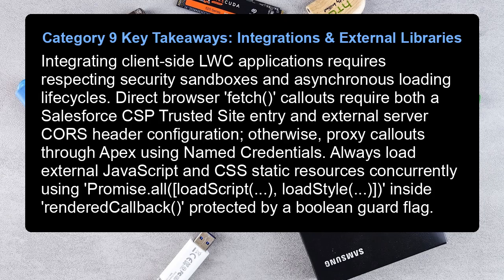Category 9 Key Takeaways. Integrations and external libraries. Integrating client-side LWC applications requires respecting security sandboxes and asynchronous loading lifecycles. Direct browser fetch function callouts require both a Salesforce CSP trusted site entry and external server CORS header configuration. Otherwise, proxy callouts through Apex using named credentials. Always load external JavaScript and CSS static resources concurrently using promise.all with load script and load style inside rendered callback, protected by a Boolean guard flag.